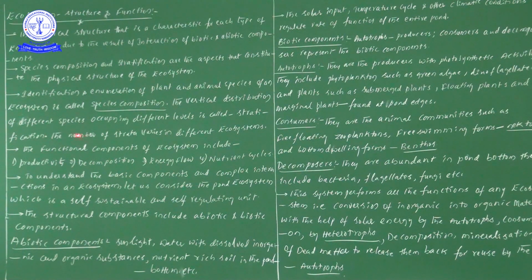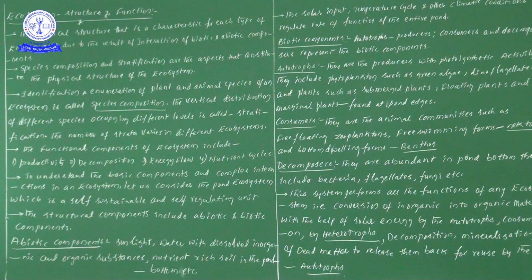Next, the number of strata varies in different ecosystems. For example, we have seen stratification at the bottom level and upper level. What is found at the bottom levels? Herbs are present. In the middle, shrubs are present, and in the upper region, trees are present. Likewise, we have taken one example also.